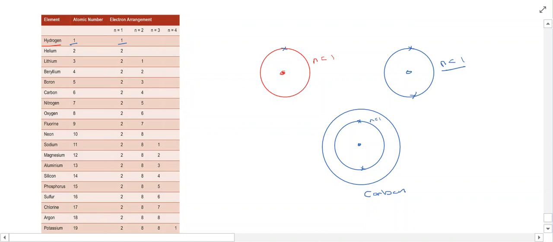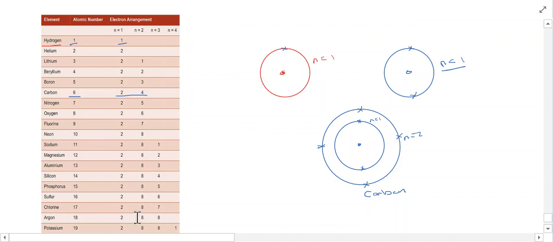Carbon has 6 protons, therefore it has 6 electrons. So 2 of those electrons hang out in the first energy level, which is n is equal to 1, and then the remainder hang out in the second energy level, which is n is equal to 2. So you have 1, 2, 3, and 4, and these x's just represent the electrons. This n is equal to 2 has a capacity to hold 8 electrons. In the case of carbon, there's only 4 electrons, so it holds those 4.